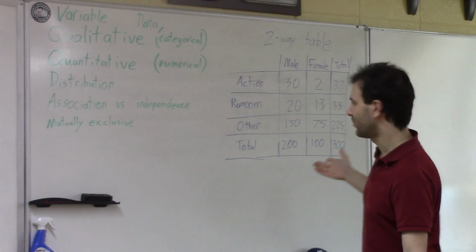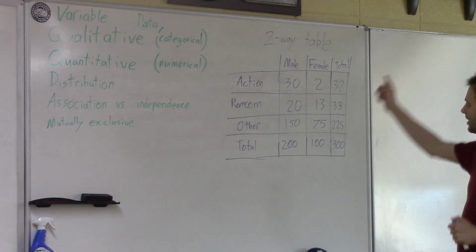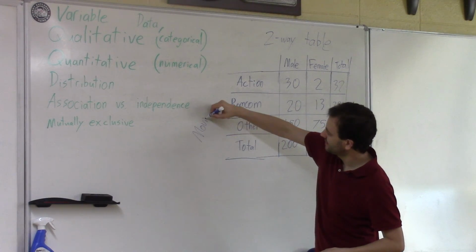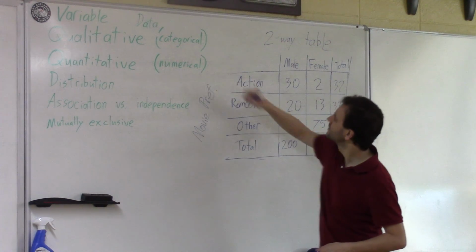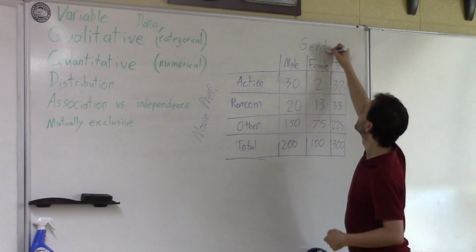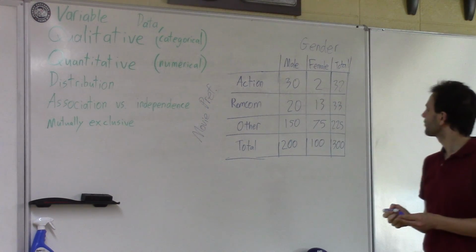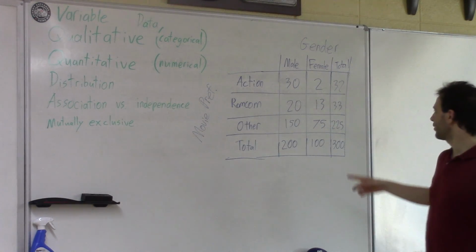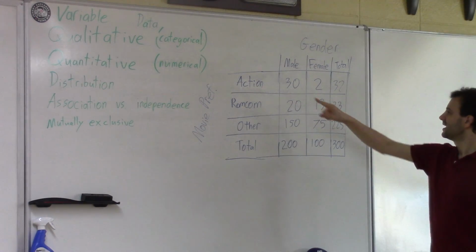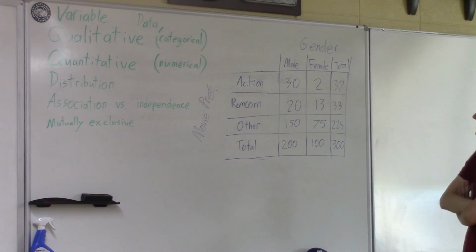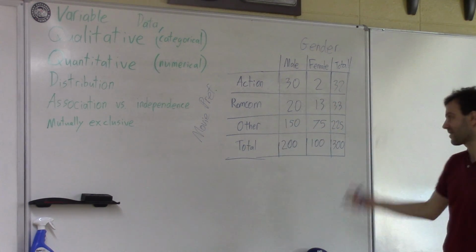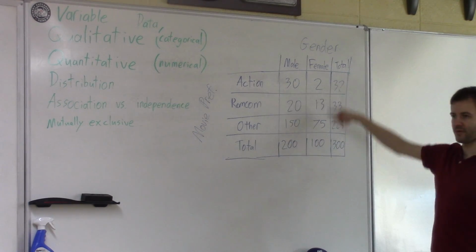So this is a two-way table comparing gender and what sort of movie preference. What we see here is that a total of 200 men and 100 women are surveyed, for a total of 300 people surveyed. And men, 30 men said they like action movies, 20 men said they like romantic comedies, 150 men said they like other movies, and here's the distribution for women also.